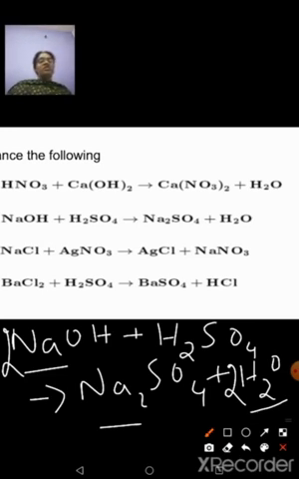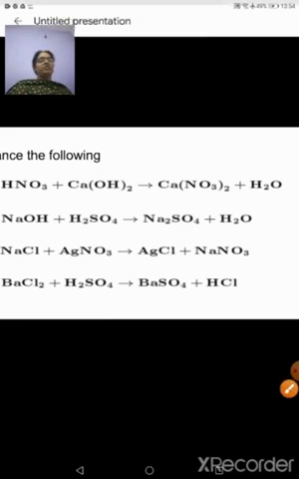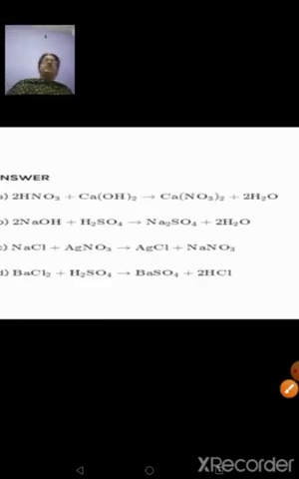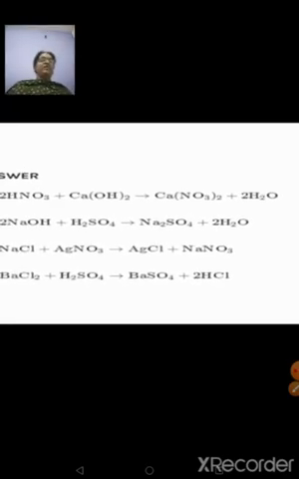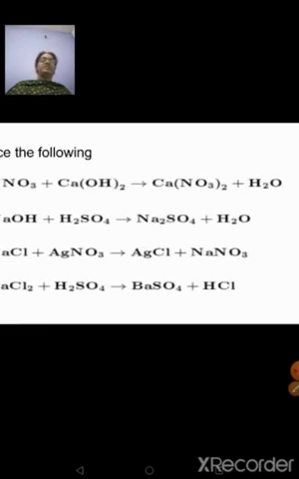Your oxygen, here there are 2 oxygen atoms in your 2 NaOH, and 4 oxygen atoms in your H2SO4. So 2 plus 4 becomes 6. Now in this case, Na2SO4 has 4 oxygen atoms, and in 2H2O you have 2 oxygen atoms. So your oxygen also becomes 6 in number on both sides. Clear? So the balanced form of this equation is 2 NaOH plus H2SO4 gives Na2SO4 plus 2H2O. Now let's move to the previous slide to see the next question.